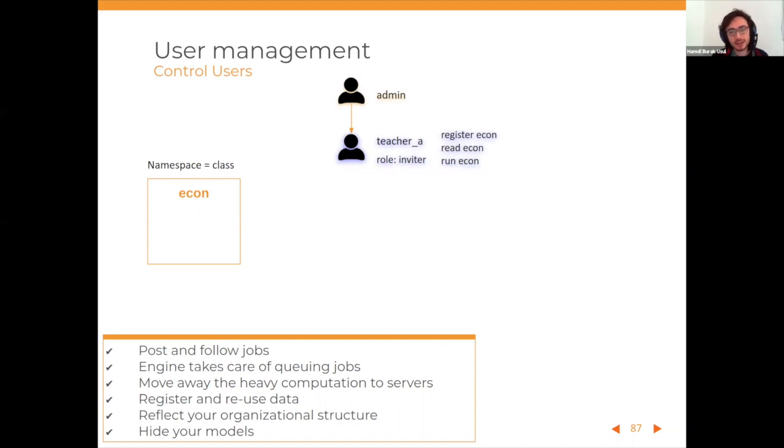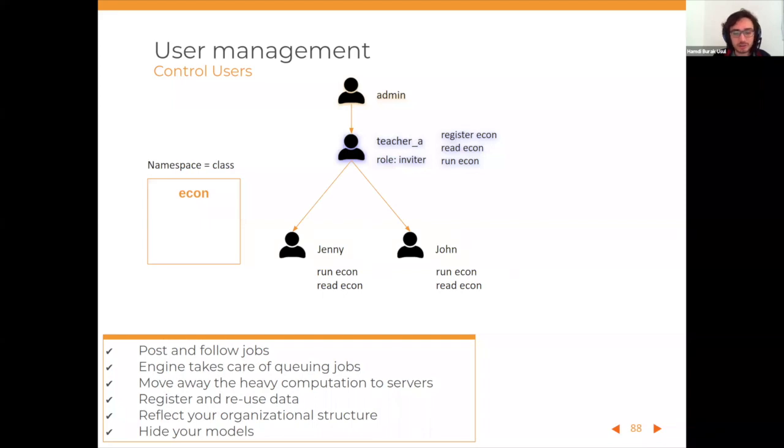For example, this teacher has all the permissions on the econ class. So this teacher can invite anyone with the same or fewer permissions. So it can invite Jenny, John, it can say you can run and read, you can run and read, but it cannot, for example, invite me to another namespace because this teacher doesn't have permissions on the math namespace. Instead, what this teacher is probably going to do is invite the assistant so they don't have to invite everyone. And this assistant, you can also pass your permissions so that this assistant is going to invite other students.